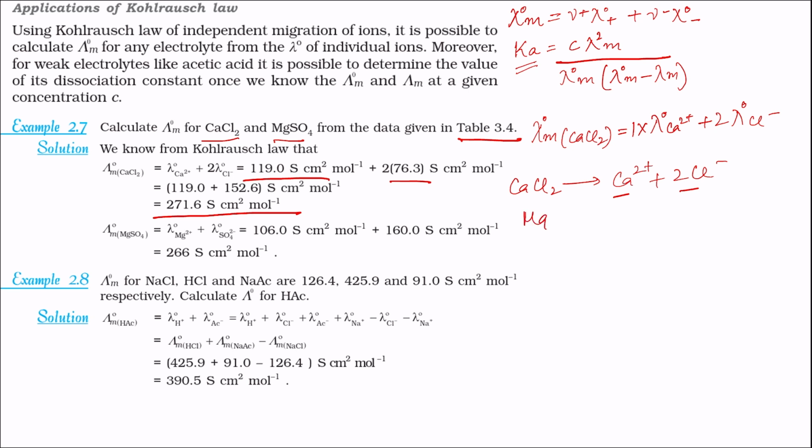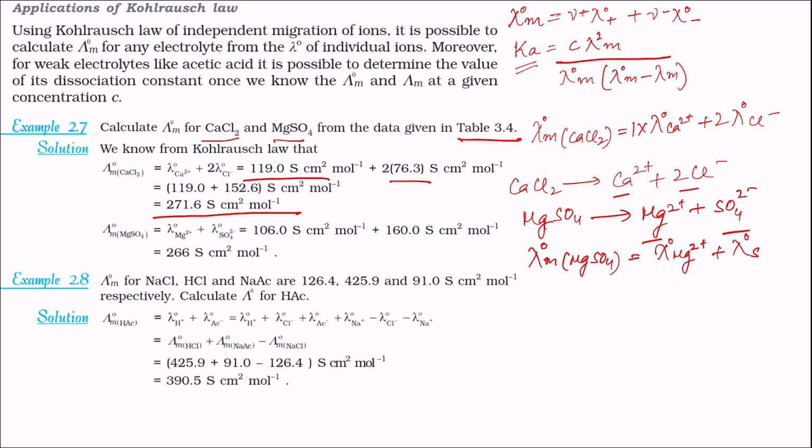Similarly, magnesium sulfate. Magnesium sulfate dissociates to give magnesium ions and sulfate ions, 1 mole of magnesium and 1 mole of sulfate ion, or 1 magnesium ion and 1 sulfate ion. So its limiting molar conductivity will be equal to lambda naught magnesium plus lambda naught sulfate ion. Putting the value of limiting molar conductivity of magnesium ion and sulfate ion, limiting molar conductivity of magnesium sulfate is 266 per ohm centimeter square per mole.